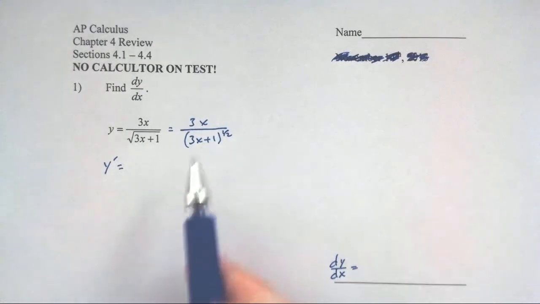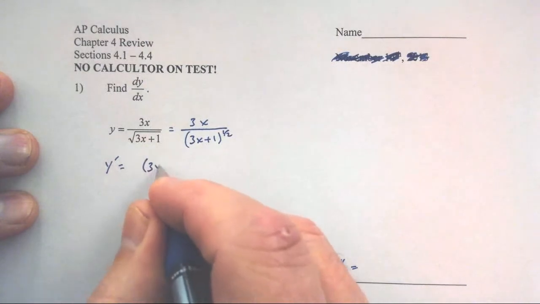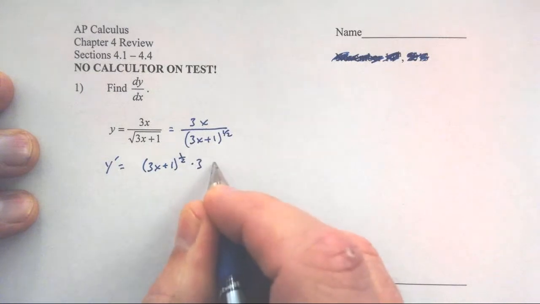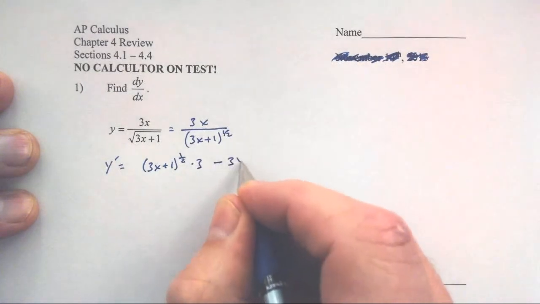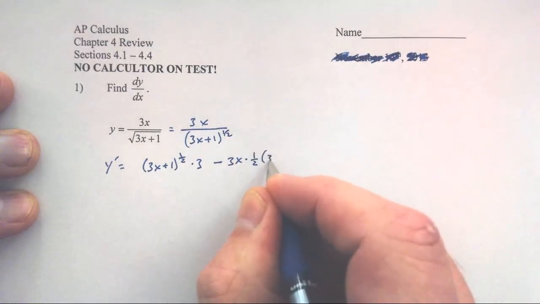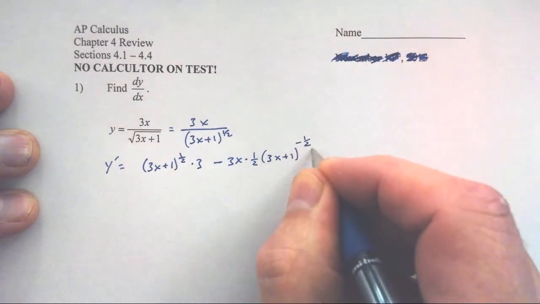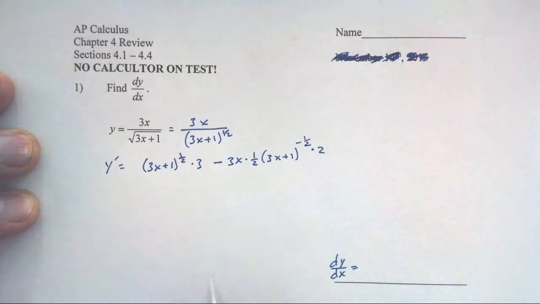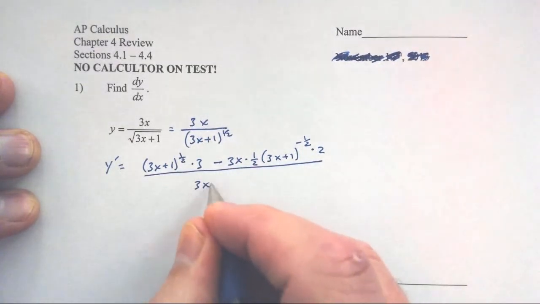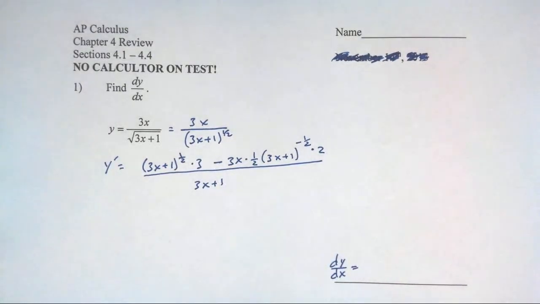Okay, so this is clearly a quotient rule. We need low, d high, minus high, d low. Derivative of low is 1/2 times the inside function, or times the baby function, to the negative 1/2, times the derivative of the baby, all over the square of the thing below. Good news, when I square the square root of 3x plus 1, I just get 3x plus 1.